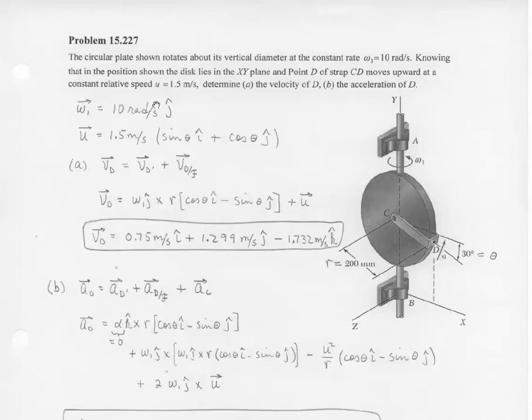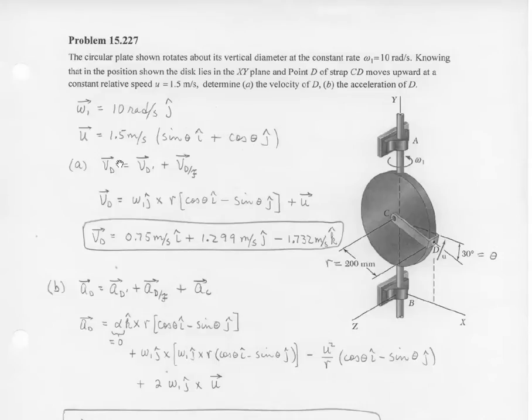Our u is going to be 1.5 meters per second, and then we need to get a unit vector that's in the correct direction. Well, this vector right here is making an angle of 30 degrees with respect to the y direction. 30 degrees with respect to the y direction is a vector that's in the first quadrant, and it's going to have a sine theta i plus cosine theta j unit vector direction then. So that's the direction of my u vector.